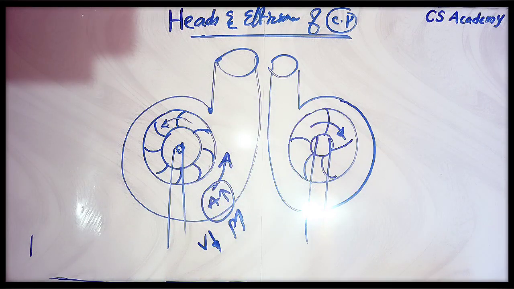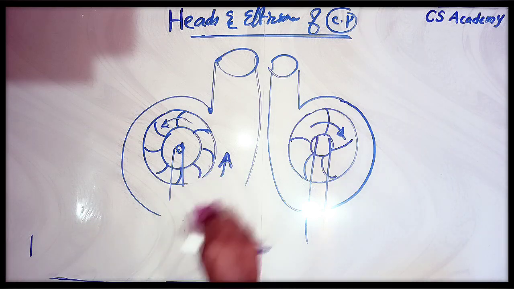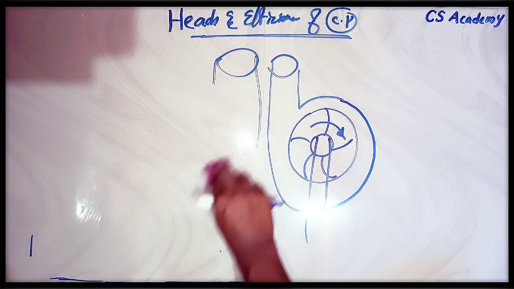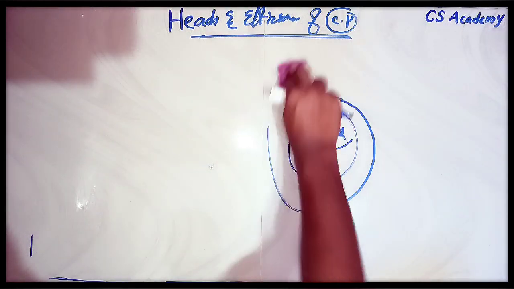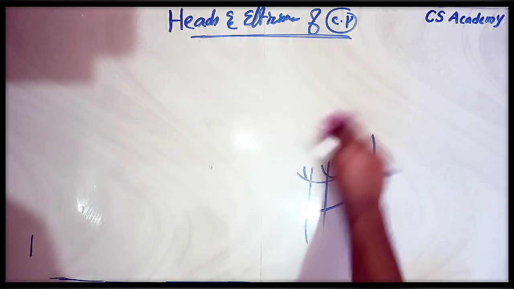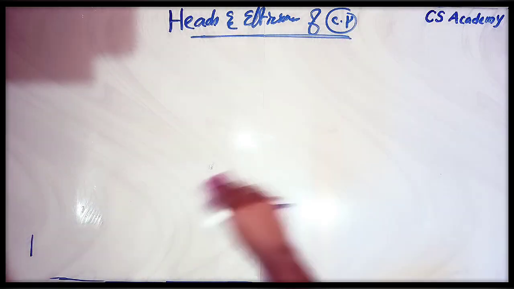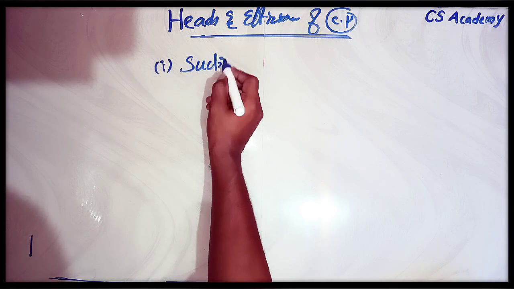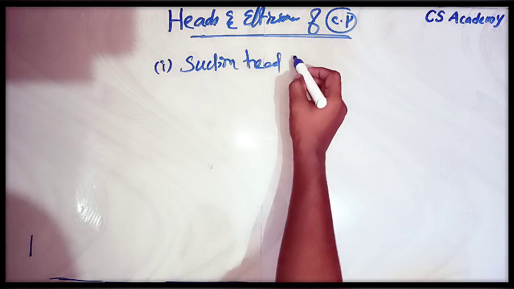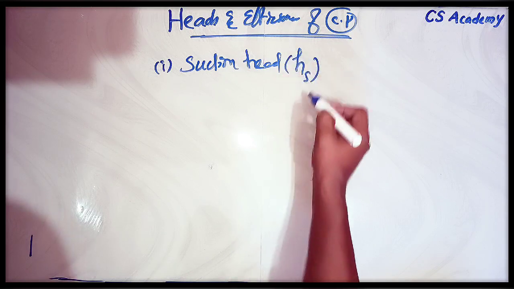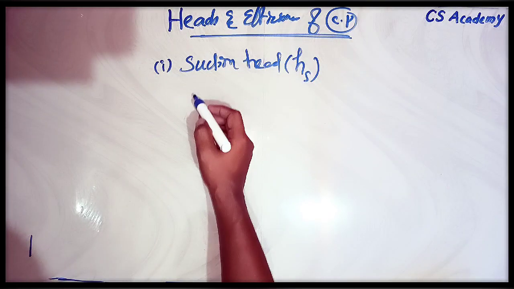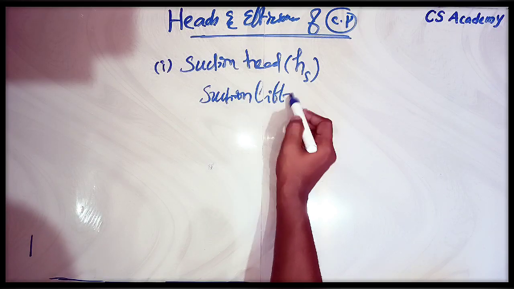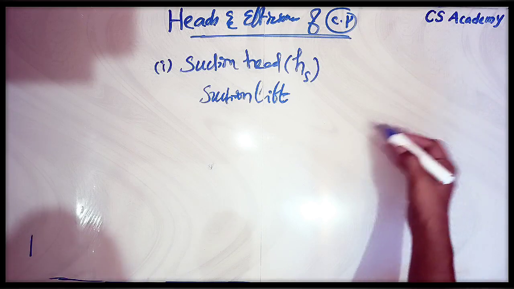In this session we will discuss these heads and efficiencies. In centrifugal pumps, there are a total of 4 types of heads. The first one is the suction head. We will denote this suction head as small h suffix s, and the suction head is also called the suction lift. Diagrammatically, we will represent this suction head like this.